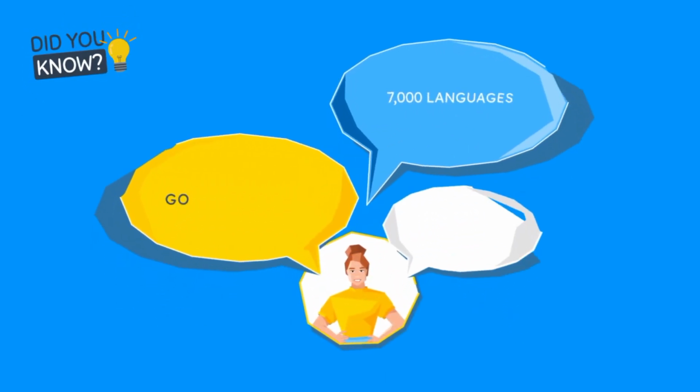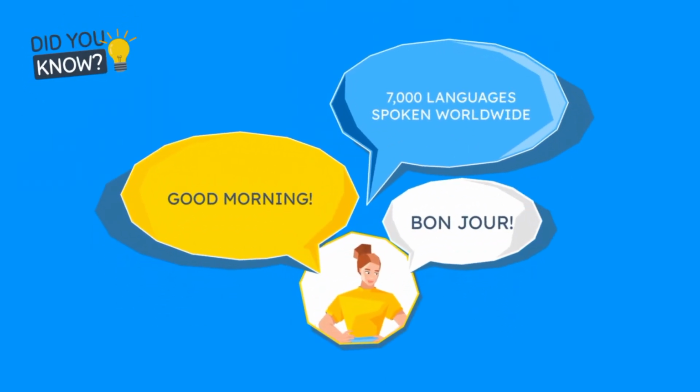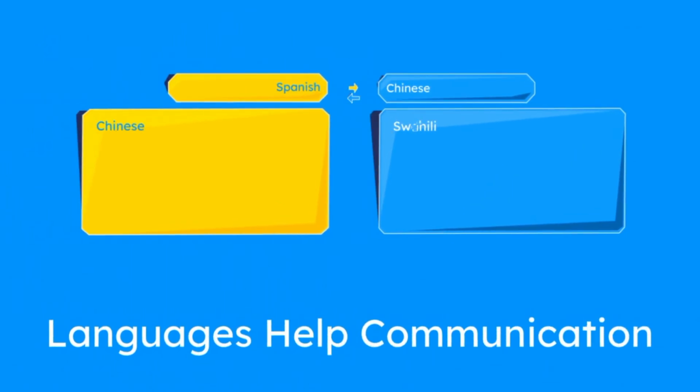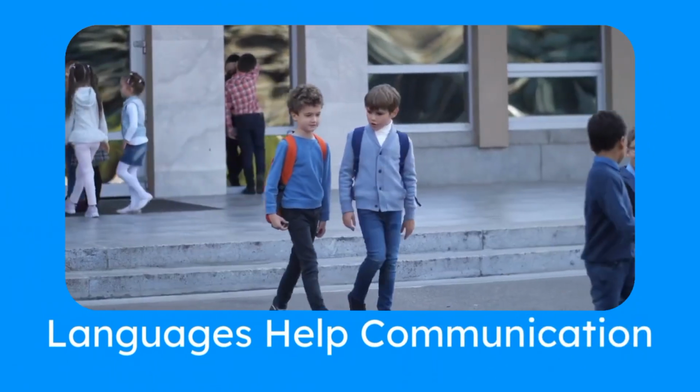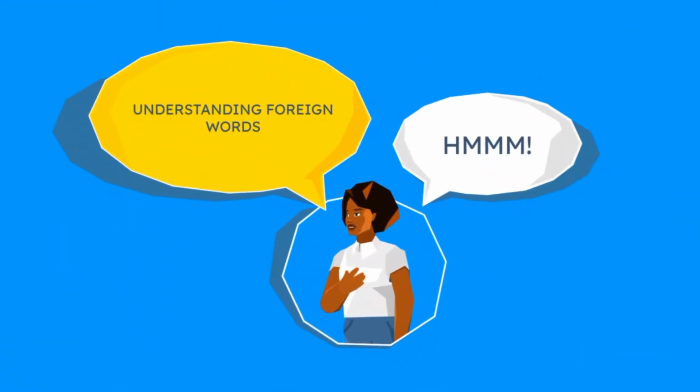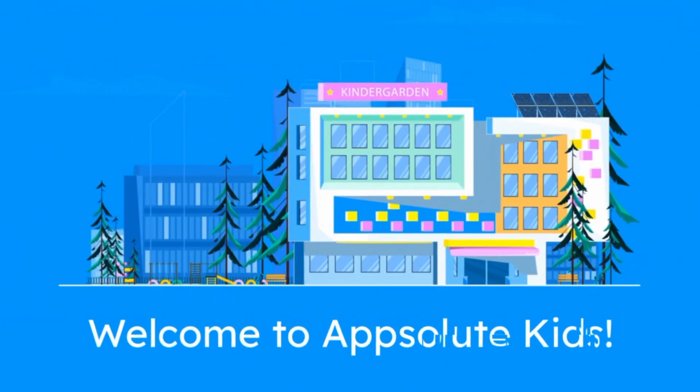Did you know that more than 7,000 languages are spoken around the world? From Spanish and French to Chinese and Swahili, different languages help people communicate in unique ways. But what if you see or hear a word in another language and don't know what it means? Welcome to Absolute Kids.